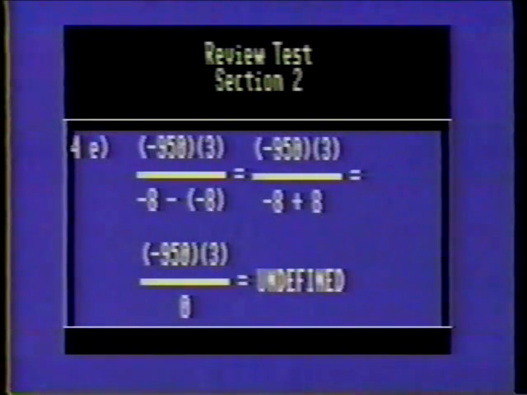Problem 4E may look difficult, but it is actually quite simple. Let's begin by solving for the denominator. Negative 8 minus negative 8 is negative 8 plus 8. Remember, when a minus sign precedes a negative, it alters the sign. In other words, minus a minus is a positive. Thus, minus negative 8 becomes positive 8.